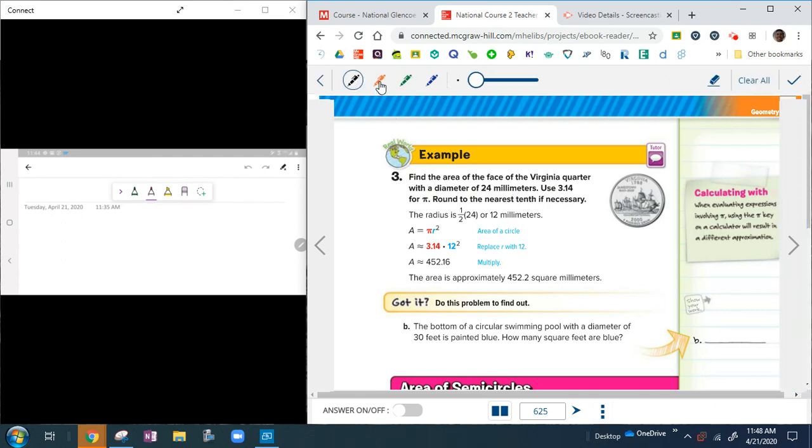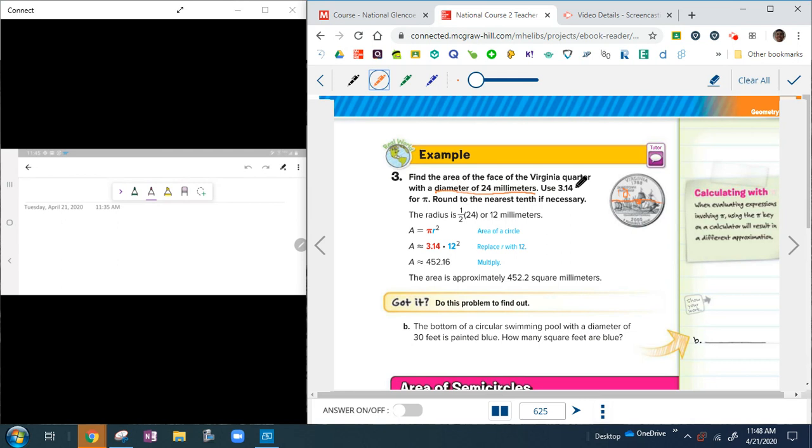In this case, they gave you diameter, but the area formula only has an R in it. So you need radius. When we look at this diameter here, all the way across this quarter is 24. We don't want that. We want halfway across, so halfway across is going to be 12. 24 divided by 2, or 24 times a half. Half of the diameter, half times 24. So that's 12 millimeters, and then you plug it in.